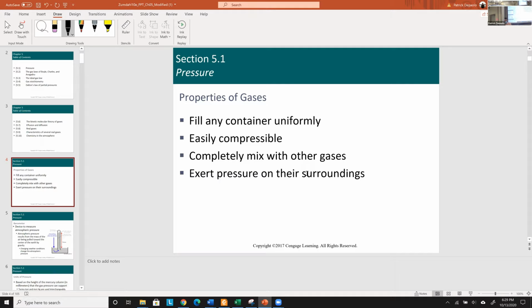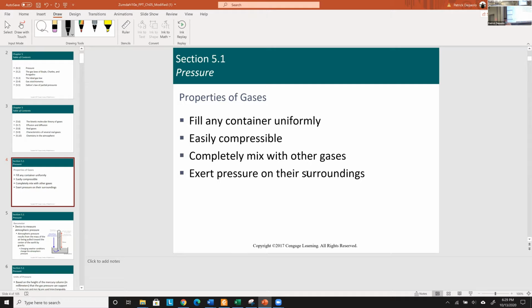So gases, what do we know about them? They're very small molecules. They move very fast. They have the largest degrees of freedom if you're comparing them between liquids and solids. And they move very fast in straight lines. They don't react with one another. Most of them are inert, the ones we have in our atmosphere. And they fill any container uniformly.